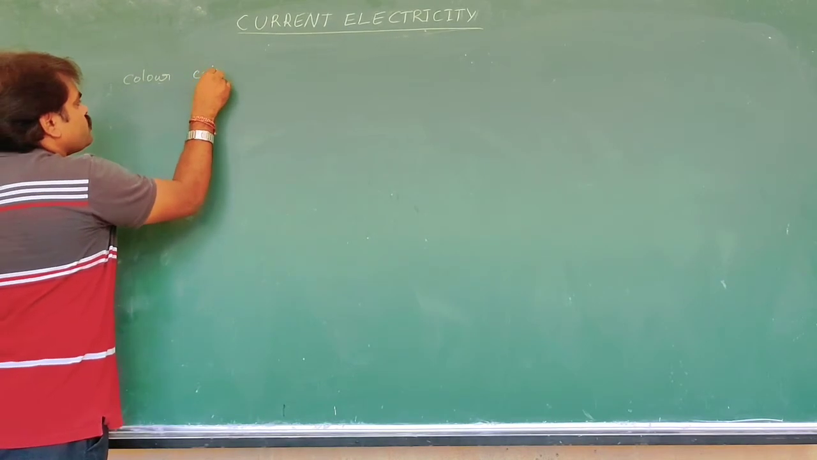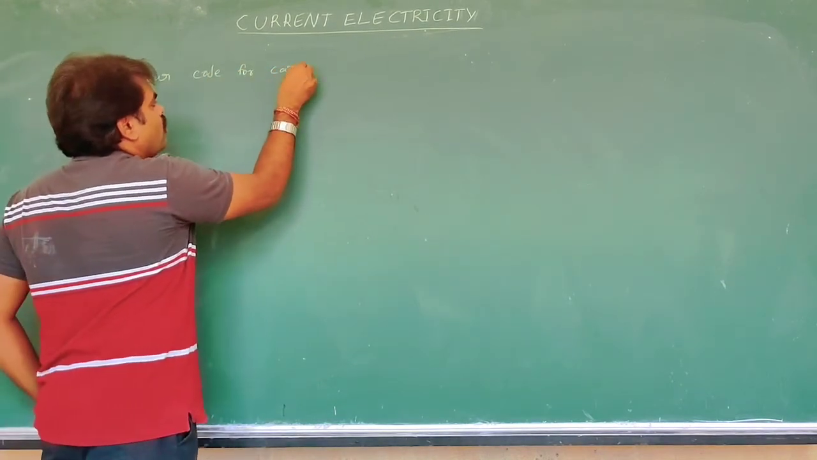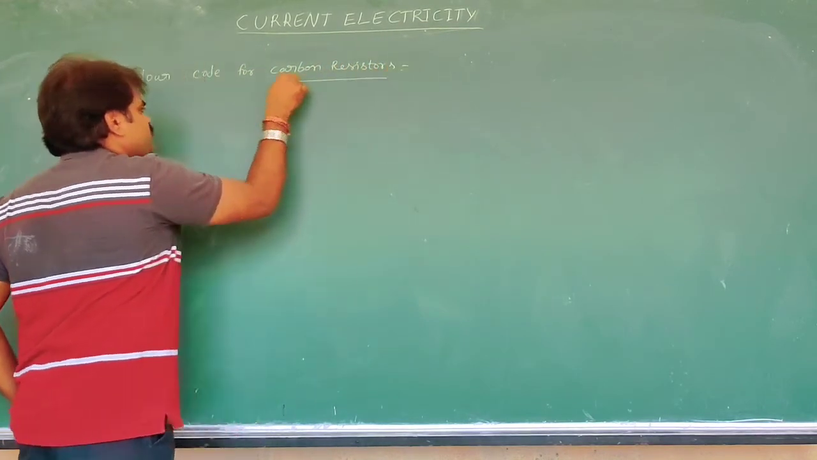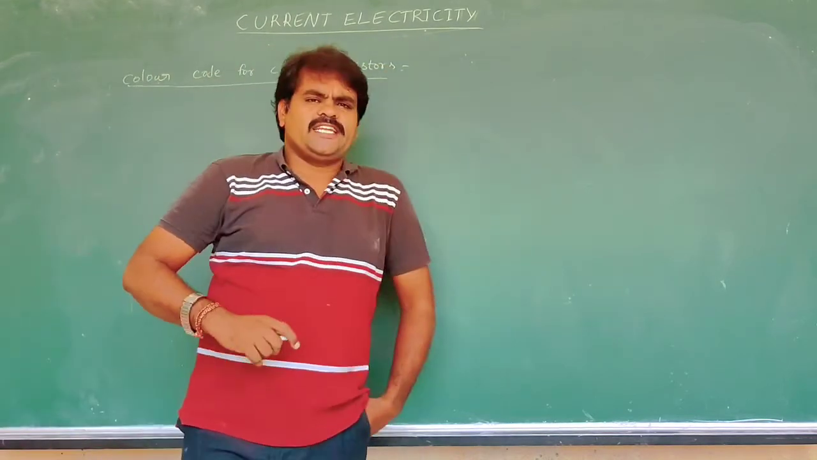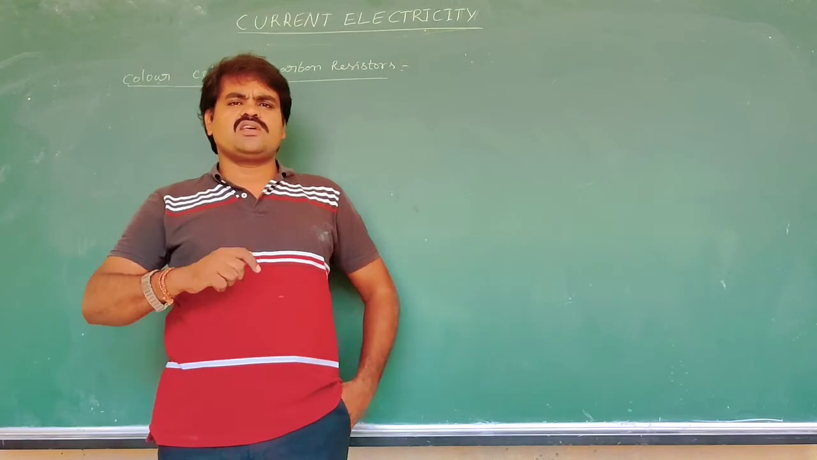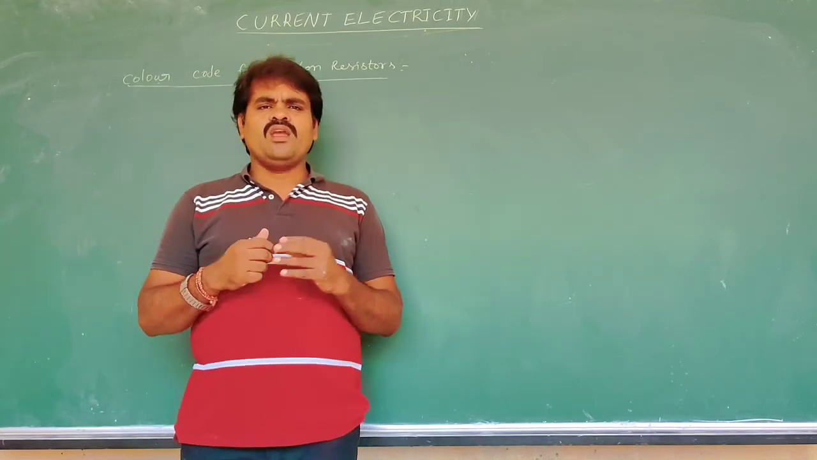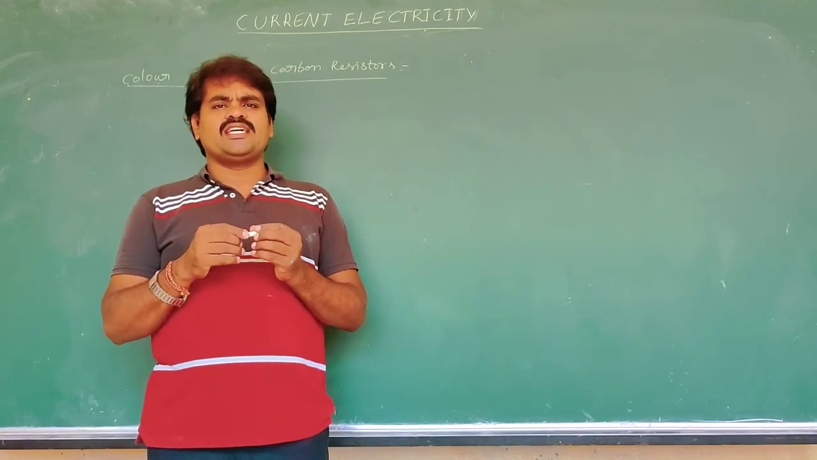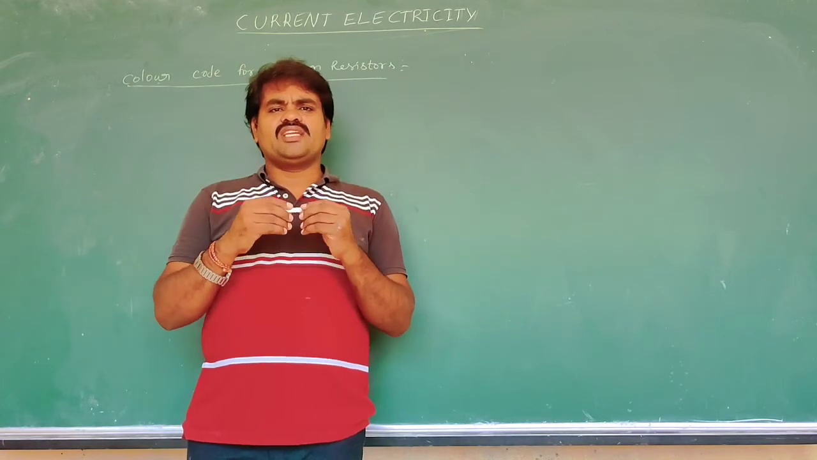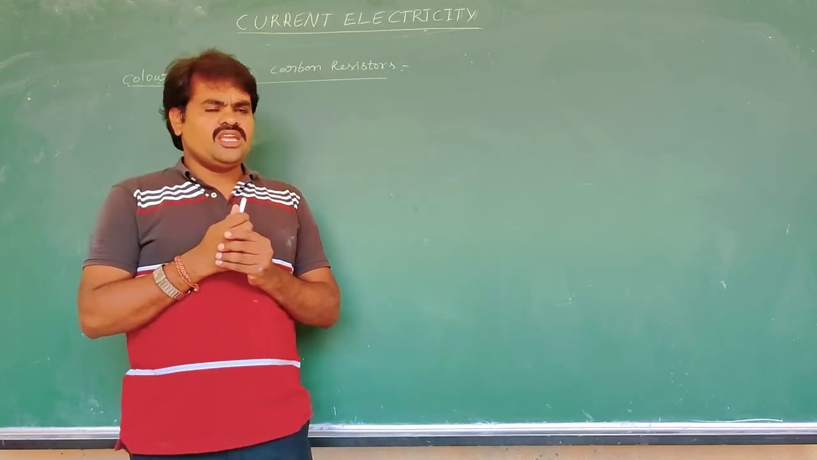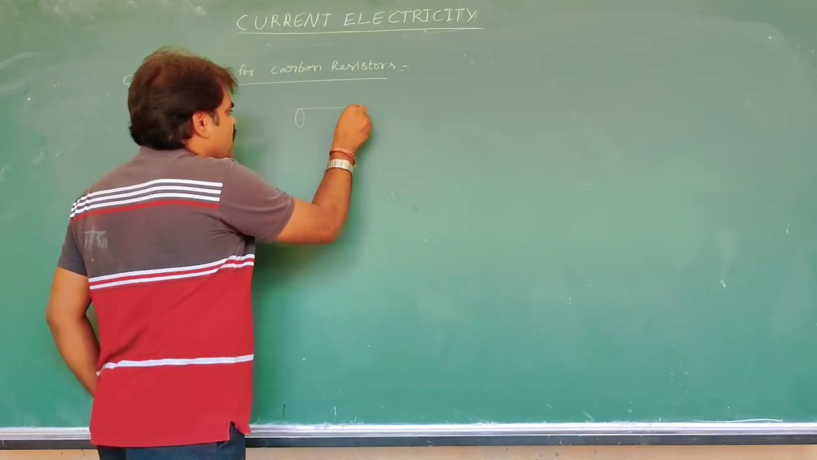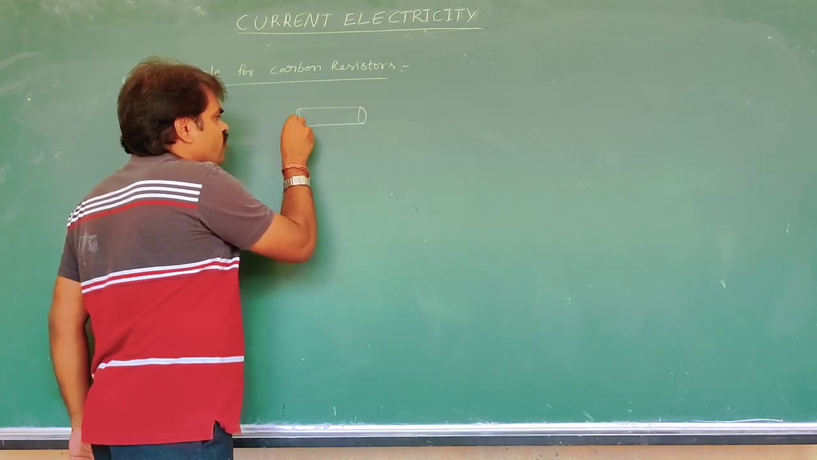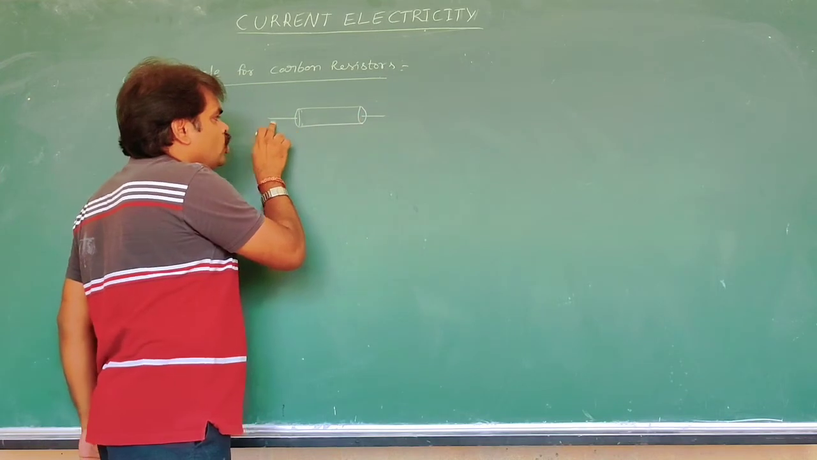Color code for carbon resistors. In the market, the commercial resistors are carbon resistors. These are made by molding carbon into a cylinder with lead wires at the ends of the cylinder, like this. The cylinder has two lead wires at its two ends.